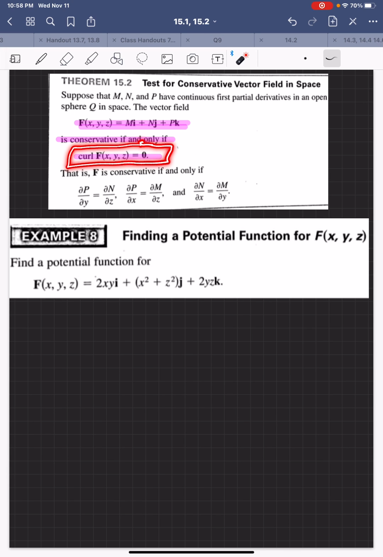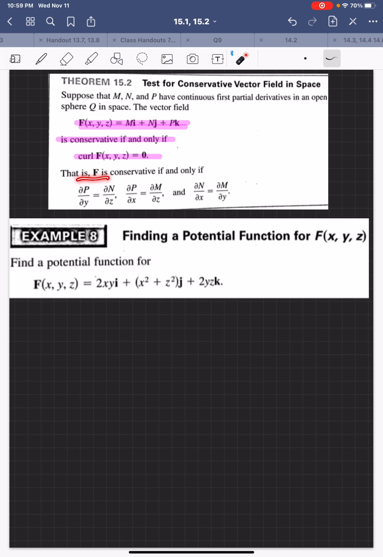So, assuming that your M, N, and P have continuous first partial derivatives on some open sphere in space, the vector field, right? This vector field is conservative if and only if your curl is equal to 0. So that is the test for vector fields in space. To state if it is conservative, you need to find the curl, and if the curl is equal to 0, then you get to make the statement that it is conservative. Okay?